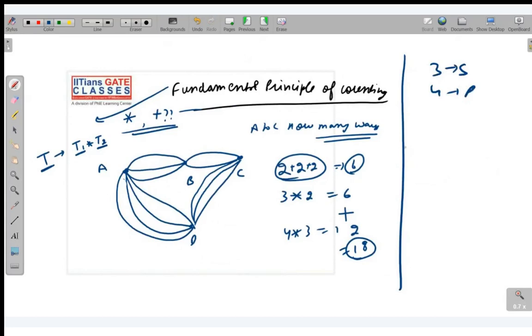So how many ways can I dress up? Only shirt, I am not dressed up. Only pant, I am not dressed up. I have to wear both of these. So obviously how many ways? 3 into 4, that is 12.